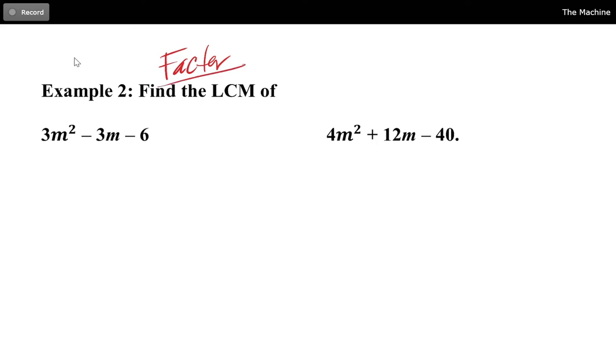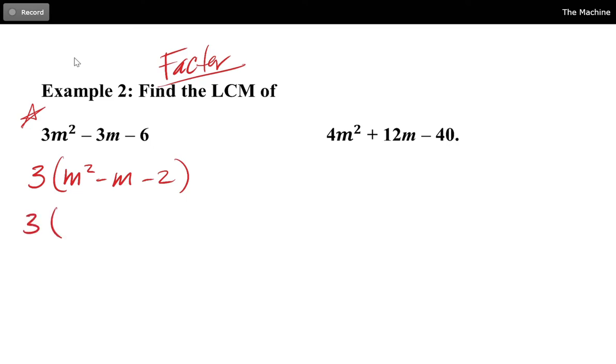All right, so the greatest common factor on the left over here, we'll start on this side. The greatest common factor I can pull out right away is 3. So if I factor out a 3, what remains? M squared minus m minus 2. Okay, can I factor what remains? Are there factors of 2 that when I subtract them give me 1? Yes, the 3 carries along with it.